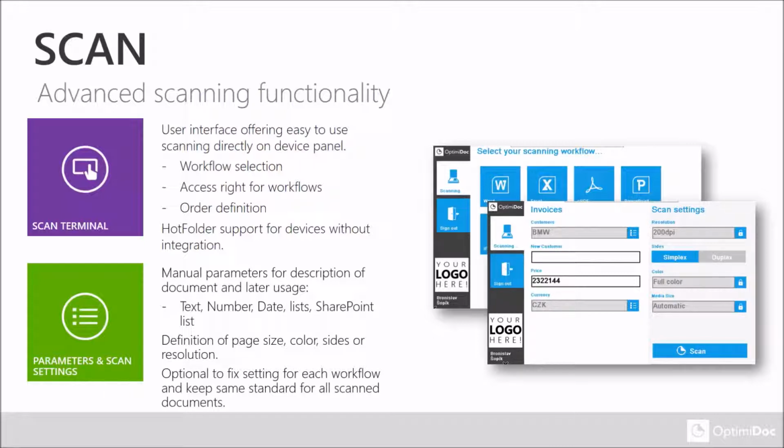The second setting is the scan settings. For each scanning workflow, you can predefine how the document shall be scanned. So for example, the resolution, duplex, color, or if you want to scan the documents from the glass or directly from the feeder. These scan settings could be fixed so that nobody can change them, or could be optional, so that the user can directly on the terminal change the settings and scan how he needs.